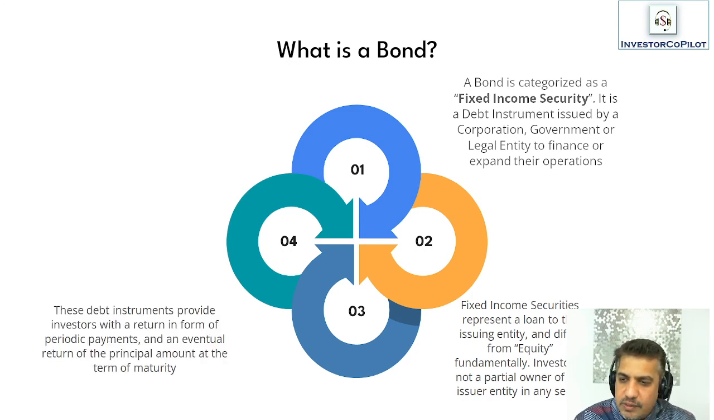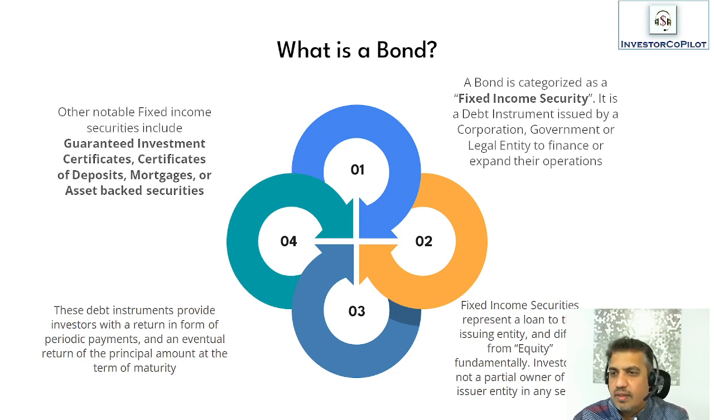These debt instruments provide investors with a return in the form of periodic payments and an eventual return of the principal amount at the term of maturity. So we will look at all these terms, principal amount, maturity, and periodic payments later on. Other notable fixed income securities include GICs, which is a very popular product offered by banks, certificates of deposit, mortgages, or asset-backed securities.